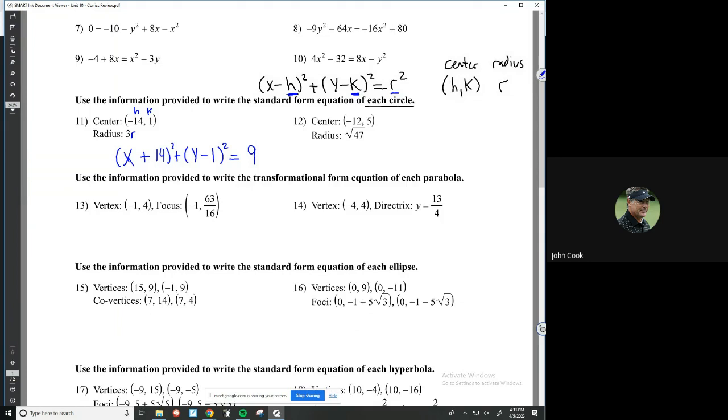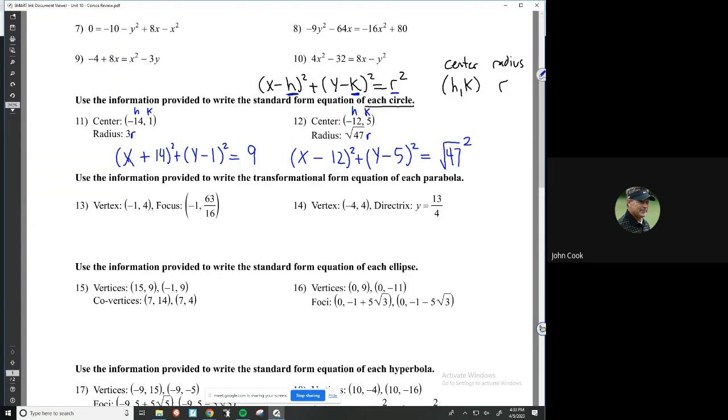We're going to do the same thing with number 12. We're given the h and the k value and the r. And we just plug it into the formula again. (x minus h), so minus a negative 12, squared, plus (y minus k), so minus 5, squared, is equal to r, which is the square root of 47, squared. Then we just do our simple math to make it look nice.